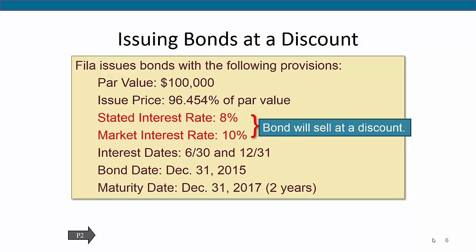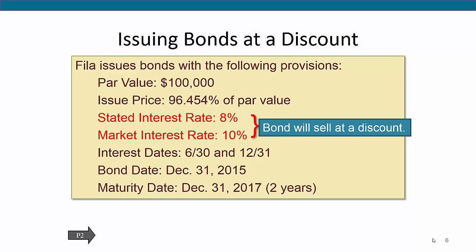Now, if our bond is paying 8% and the market is paying 10%, how many investors will want to buy our bonds? None, right? So we have to make our bonds more attractive by reducing the selling price to make up the difference in the interest rates. So we'll sell the bonds at a discount.